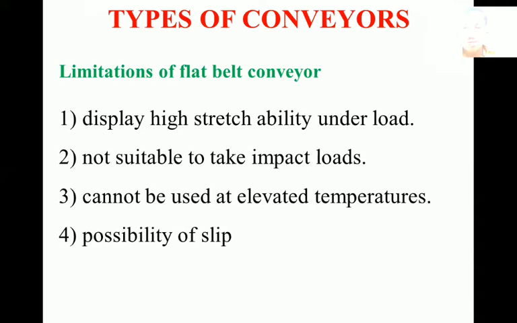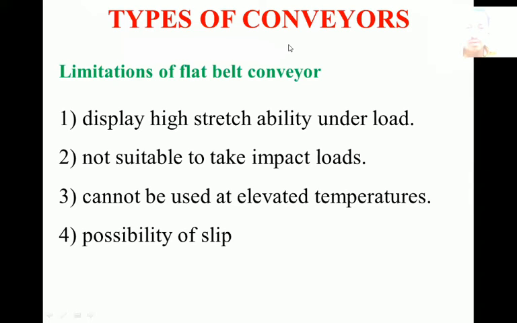Third one is it cannot be used at elevated temperatures, meaning at high temperatures. Normally the operating temperature of the belt is very low, because they are made up of different types of rubber materials. Depending upon the type of rubber used, normally it is not more than 100, around 100 degrees Celsius. So if the operating temperature is very high, we cannot use this conveyor.